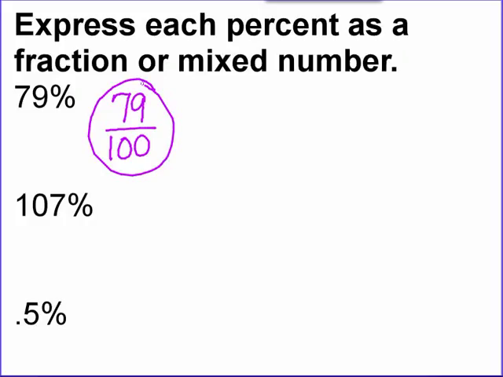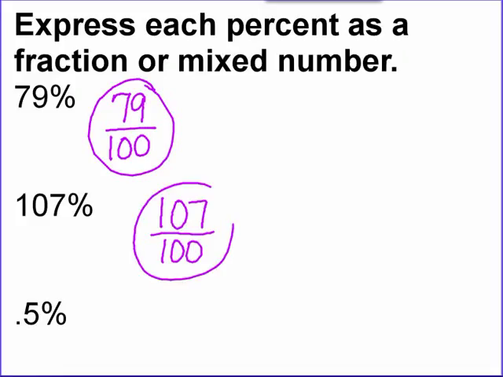107%. How can I write that as a fraction? 107 over 100. Now remember, if you remember what I said, I don't require you to write that in mixed number form. So you could leave it alone because you can't divide those two evenly with any number. So you can leave that. Next one, 0.5%. Ooh, this is a good one. How can I write that as a fraction? Yeah. 5 over 1,000. Yep.